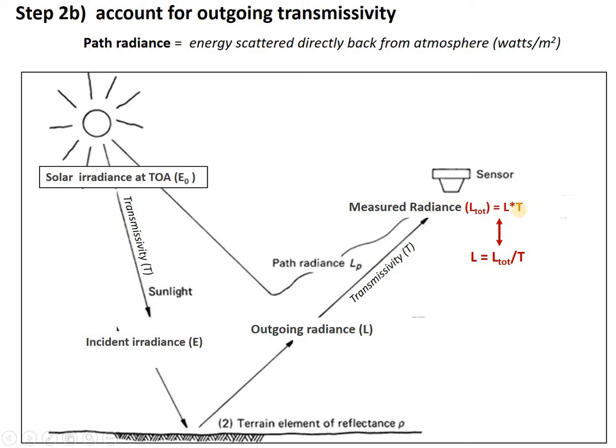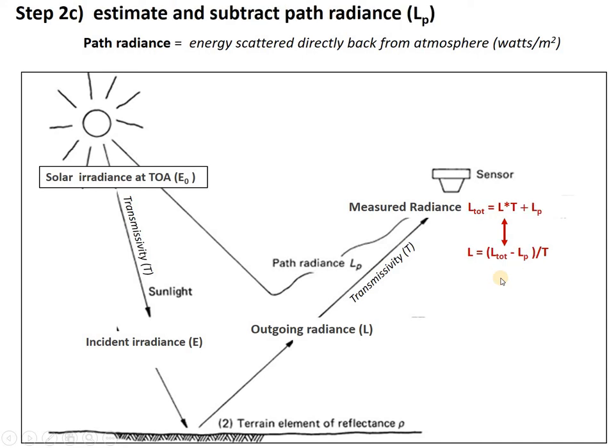And for all the next steps, I'm going to show you this math in two forms. I'm going to show it to you as a definition for L tot, and then also I'm going to show you the same equation solved for L. So this equation solved for L is just L tot divided by transmissivity. Okay, good. So that was step 2b. We corrected for the transmissivity.